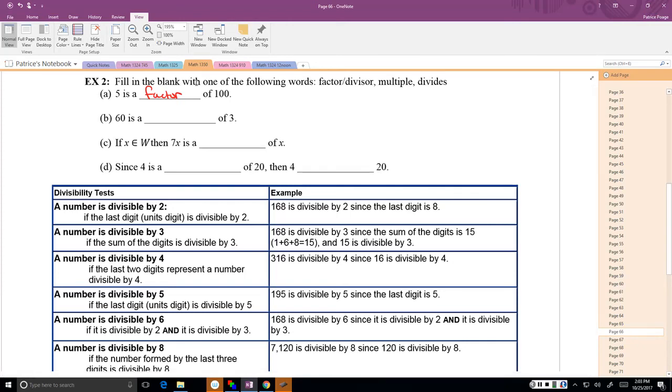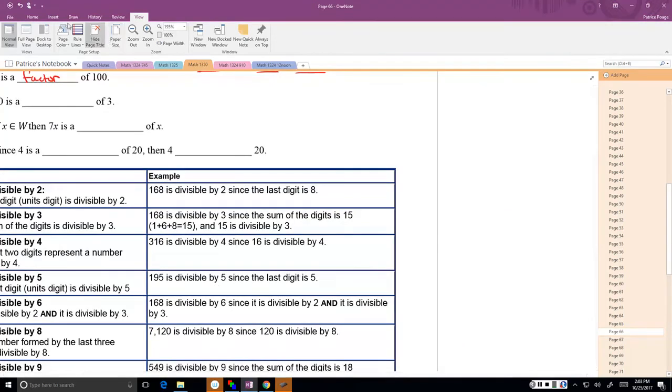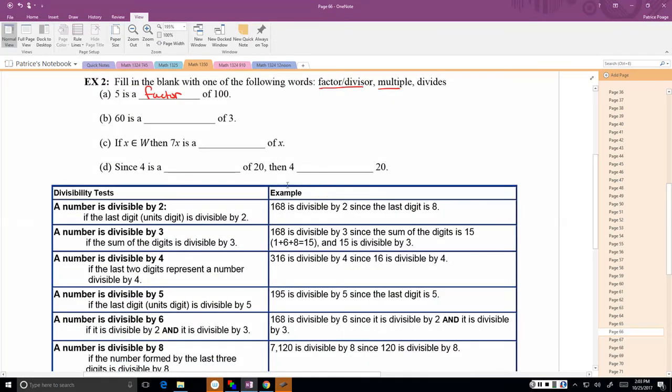Taylor, 60 is a blank of 3. 60 is... You got a choice of 3 things. Yeah. Oops. Okay, get back to your texting. We'll come back to you. Well, but can I tell you why? No. It'll be more fun.